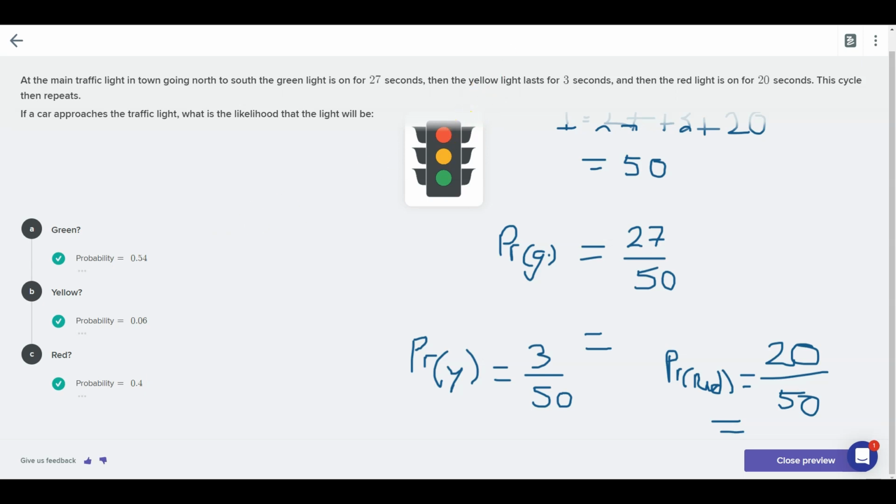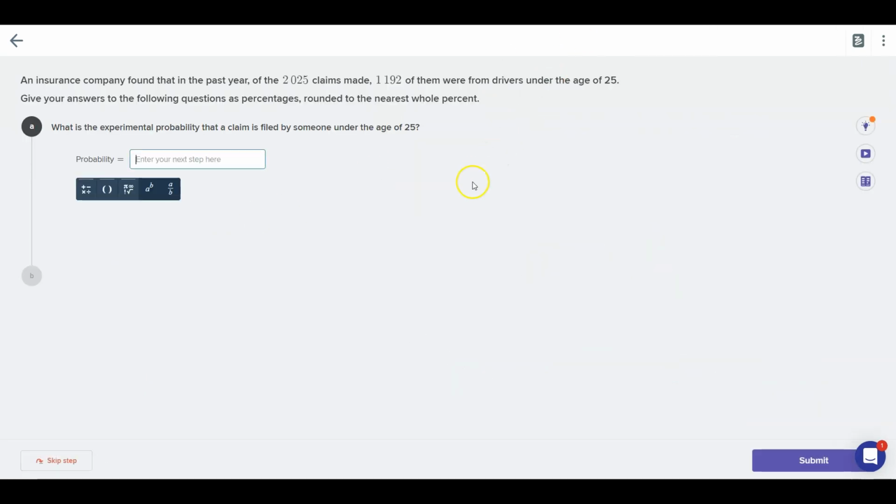Let's just look at one more very quickly. We'll have a look at this one here. An insurance company found that in the past year of the 2025 claims made, 1,192 of them were from drivers under the age of 25. Give your answers to the following questions as percentages, so that's important, and they're also rounded to the nearest whole percent. So again, this particular question is telling us how we have to present it.